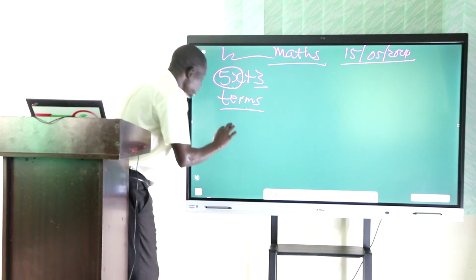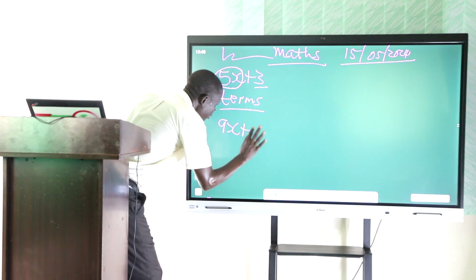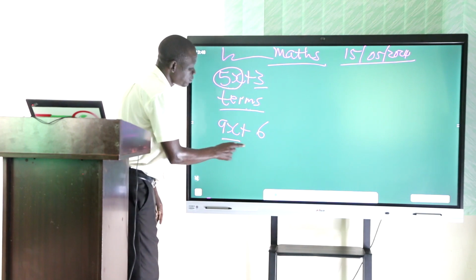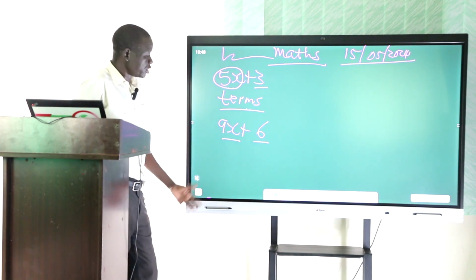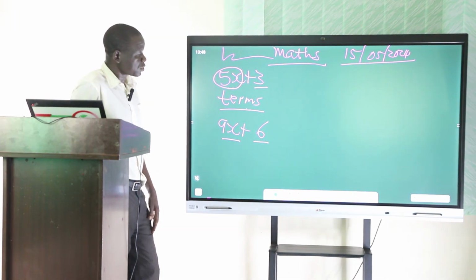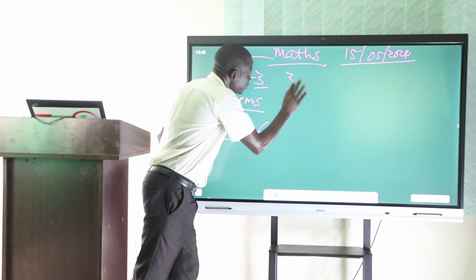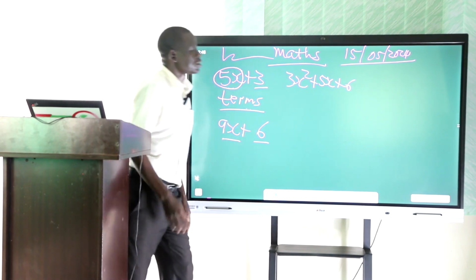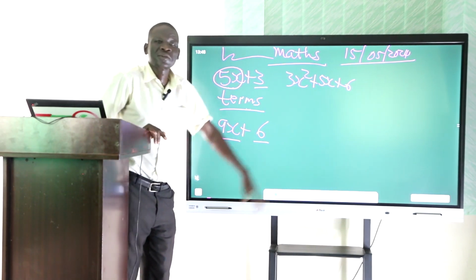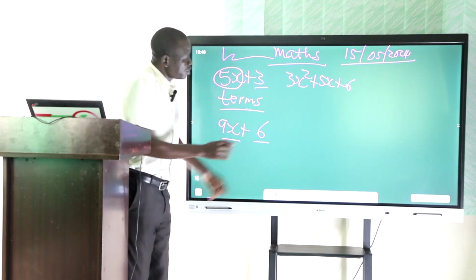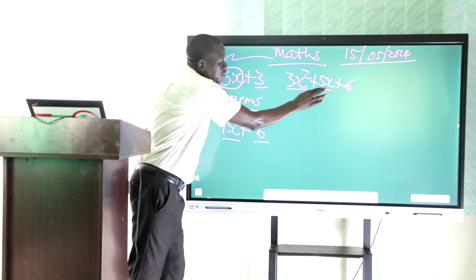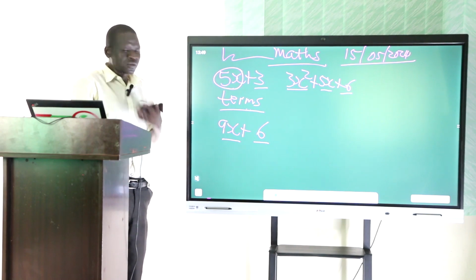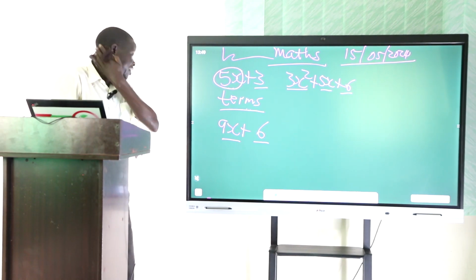If I have an expression like 9x plus 6, this one is a term, this is also a term. So this expression consists of two terms. If I have 3x squared plus 5x plus 6, this is an expression which consists of three terms. This is the first term, the second term, and the third term. So each part of the expression forms what we call a term.